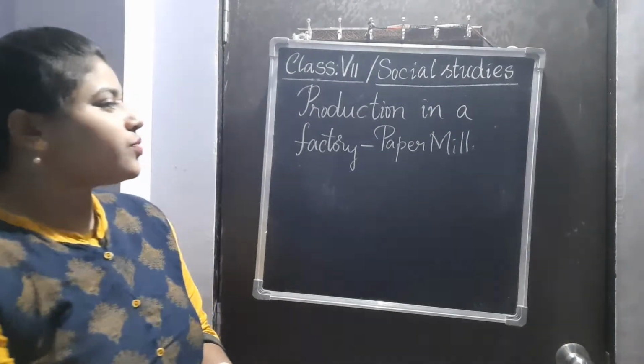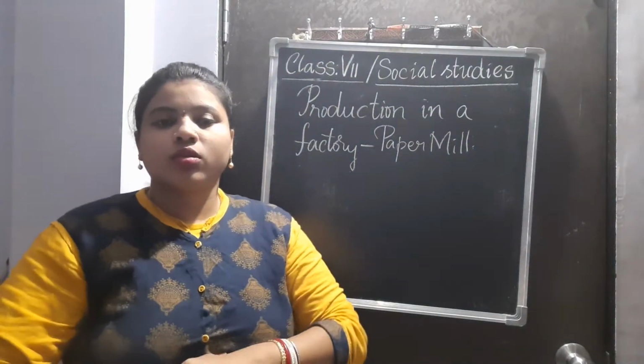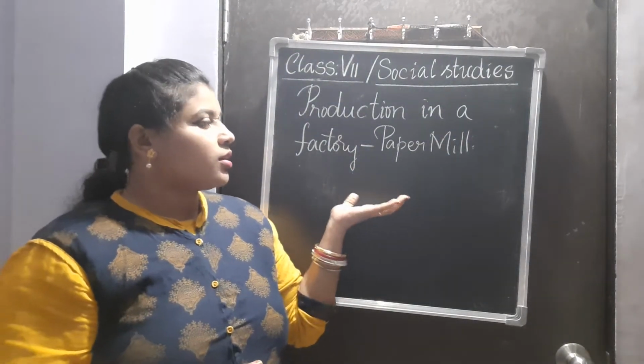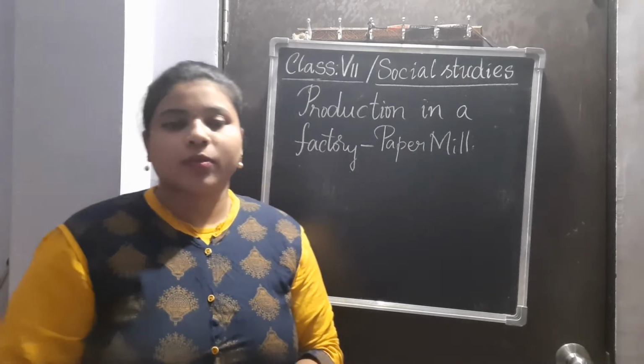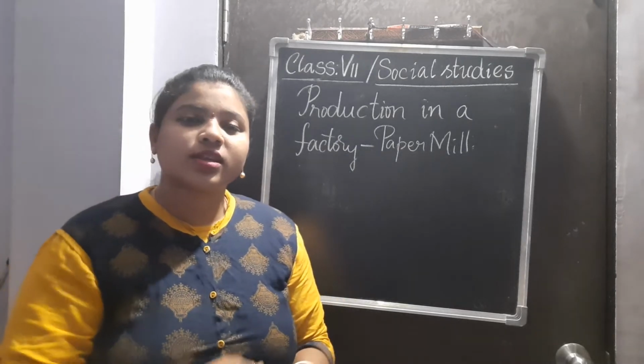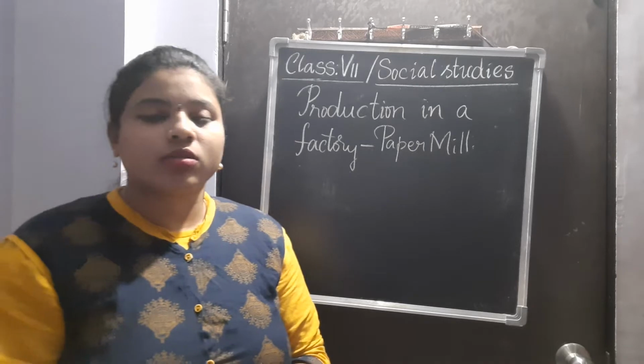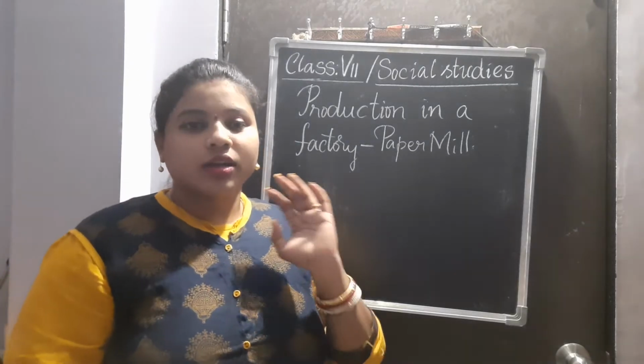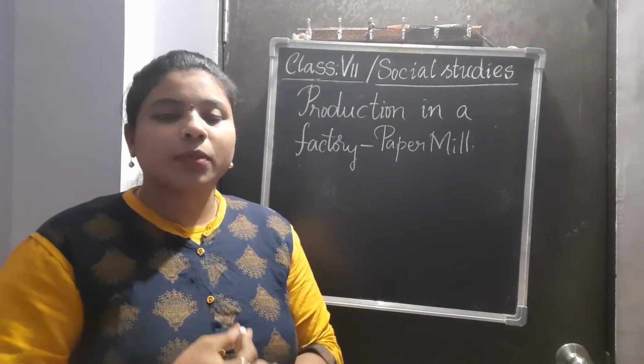So in the last class we have discussed where this paper mill gets the raw materials from. Okay, and we have also discussed the steps to prepare paper. So what are the steps that are followed in the paper mill factory?